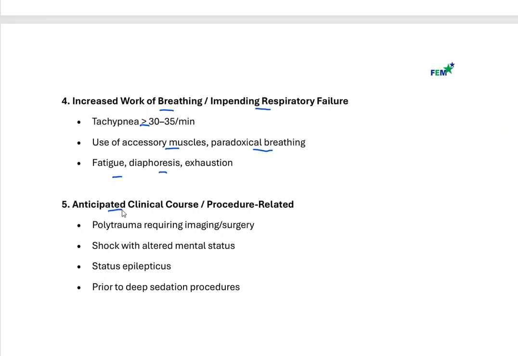And lastly, anticipated clinical course or procedure related. Like a polytrauma patient that requires multiple imaging studies or surgery, or a patient with shock with altered mental status. In those patients you might electively intubate them and put them on a mechanical ventilator. A good thing about that is it will decrease the work of breathing, and that will allow blood to be shunted to the other vital organs in the body that need the oxygen supply.